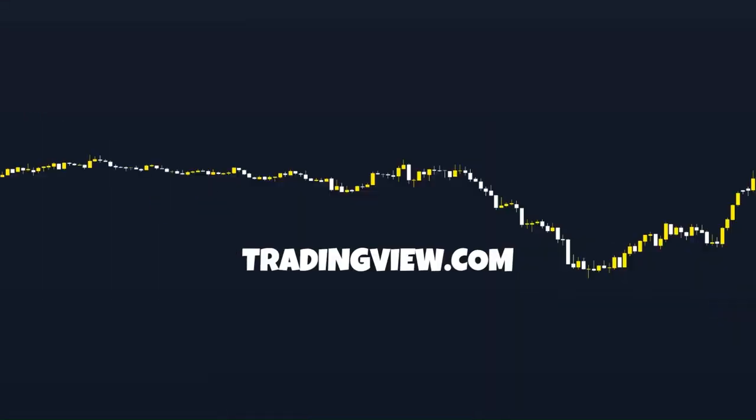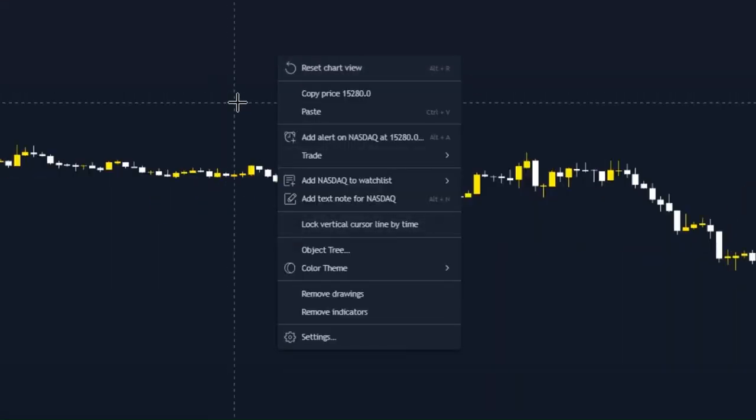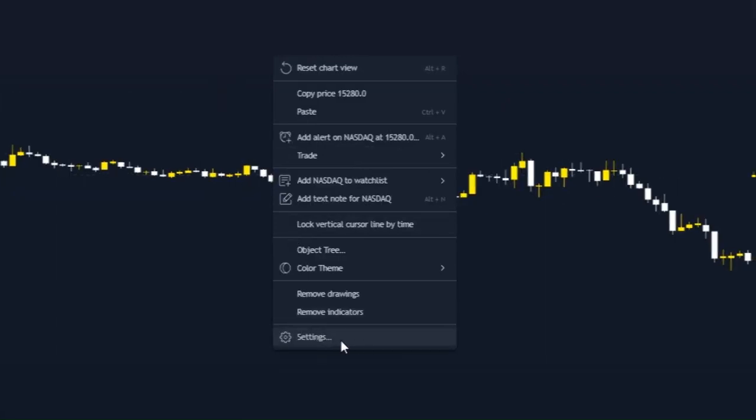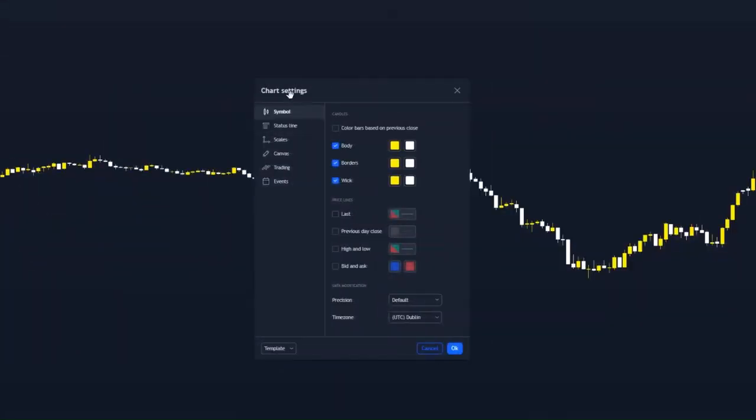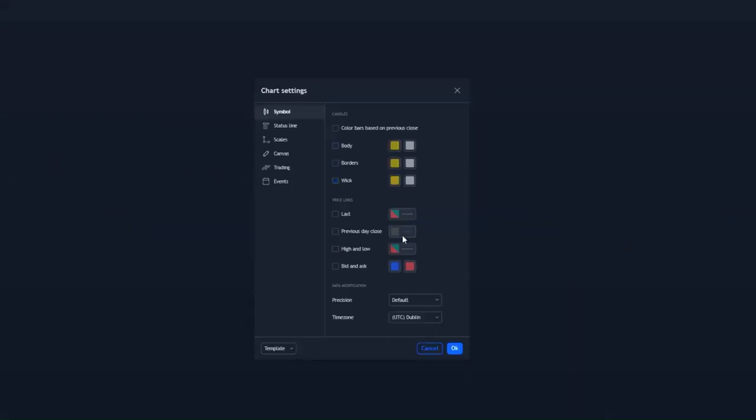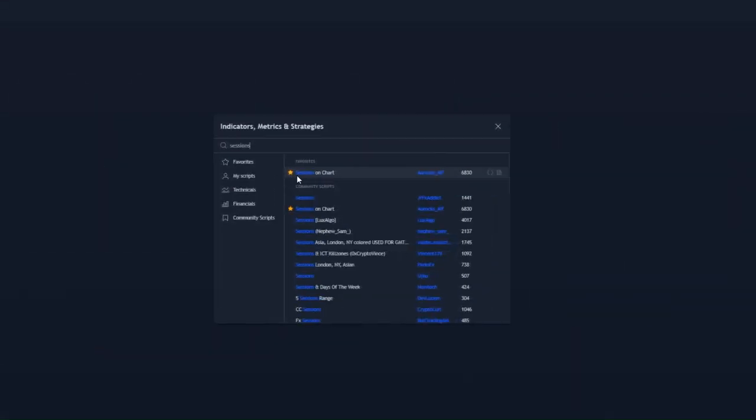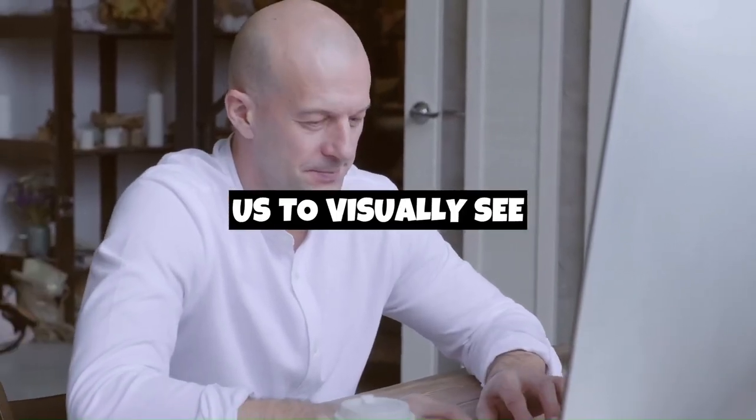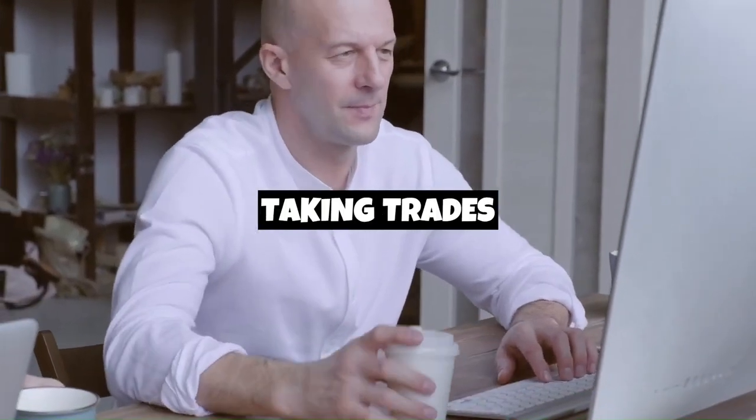Okay, so we are on TradingView.com, and the first thing we're going to do is right click and go down to settings. Once you're on the chart settings right here, we're going to remove body, borders and wick. For the first indicator we're going to add is Sessions on Chart, and it just allows us to visually see exactly when we need to be taking trades.